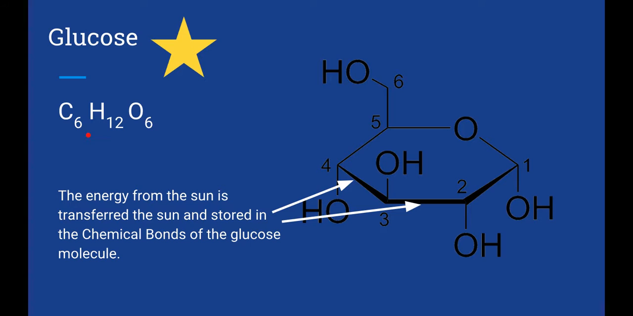Its chemical formula is C6H12O6. That means it has 6 carbon atoms, which in this case are just indicated by these numbers, 2, 3, 4, 5, 6. It has 12 hydrogen atoms. You can't see them all, but each one of these carbons that's indicated here actually has hydrogens stuck to it as well. So there's 12 of them. And then we have 6 oxygens: 1, 2, 3, 4, 5, 6. The energy from the sun is actually stored in these bonds, the bonds between these numbered carbons. That's where the energy is. It's stuck right in there between those carbons.